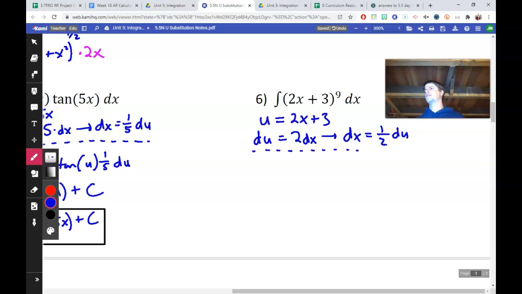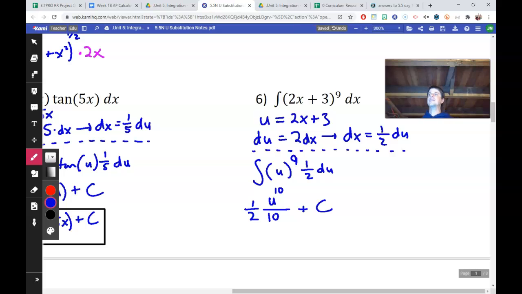So let's now substitute stuff in. So we get the integral of, instead of 2x plus 3, we write a u. Instead of dx, I'm going to write 1/2 du. And now we take the integral of this, so we're going to do u, add 1 to the power, divide by that number, 10. The 1/2 I can just bring out in front, and we need to put plus c. Well, I can't leave it as u, right? I need to substitute this back in, so we get 2x plus 3. So it is 2x plus 3, all of that to the 10th power, all divided by 20. And don't forget plus c. So that is our answer.